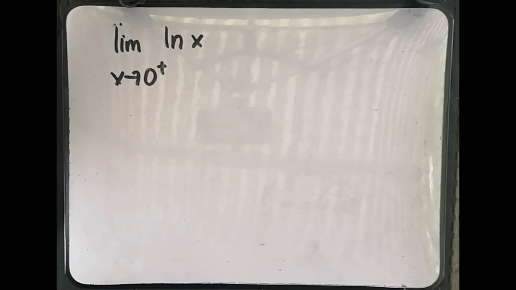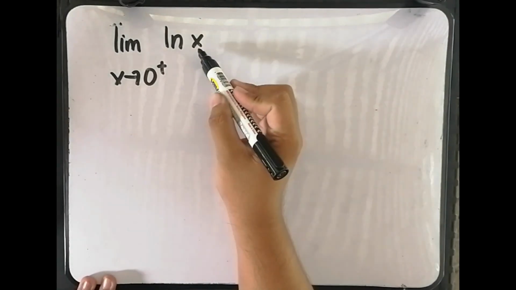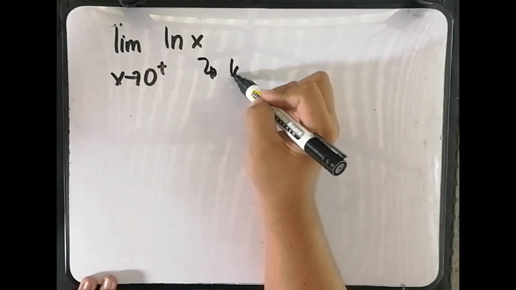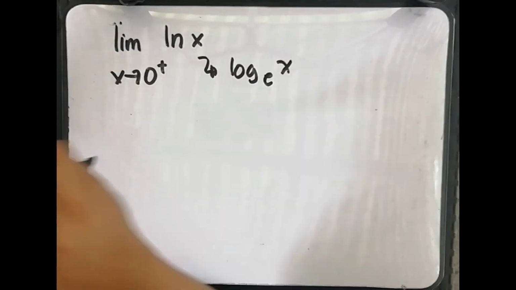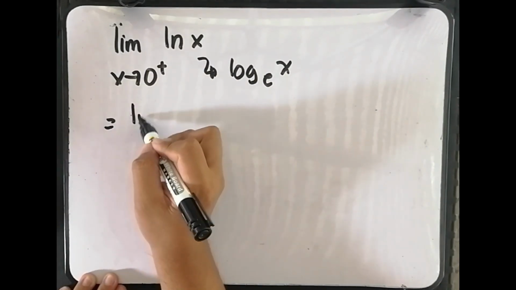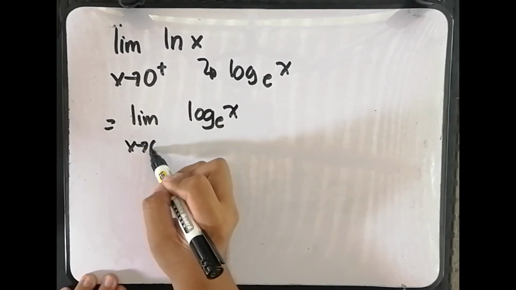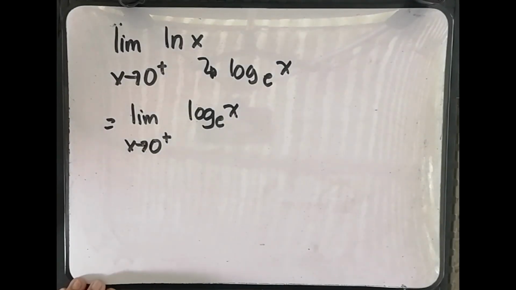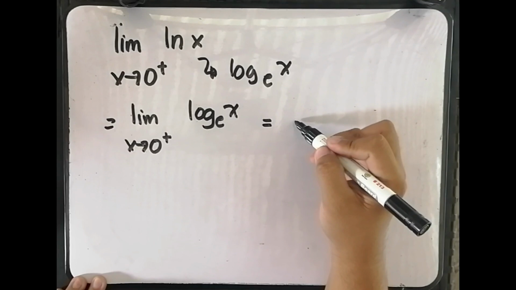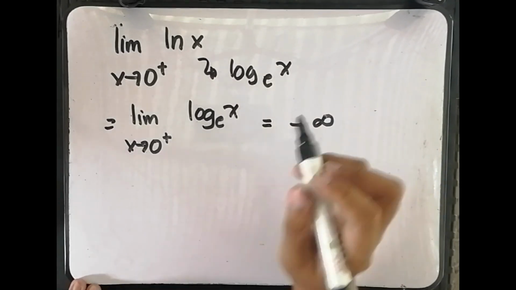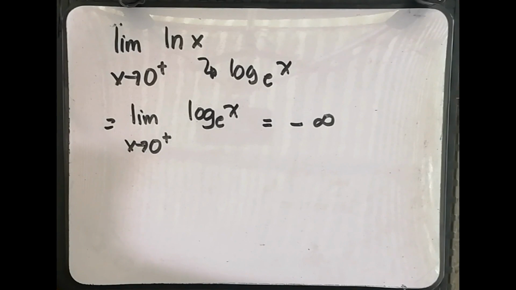What is the limit of ln x as x approaches 0 from the right? So alam natin that ln x is just equal to log of x to the base e. Tama? So we can write this now as the limit of log of x to the base e as x approaches 0 from the right. And we know that e is greater than 1. Therefore, the limit of this is equal to negative infinity. So we use theorem number 1.